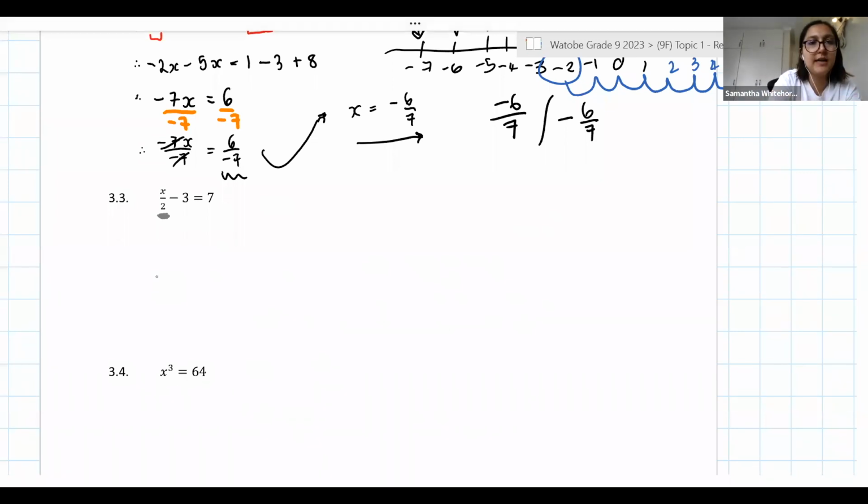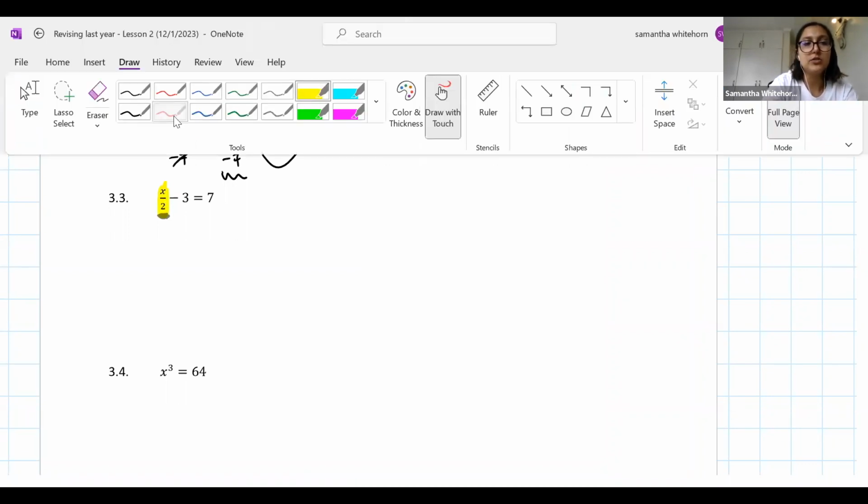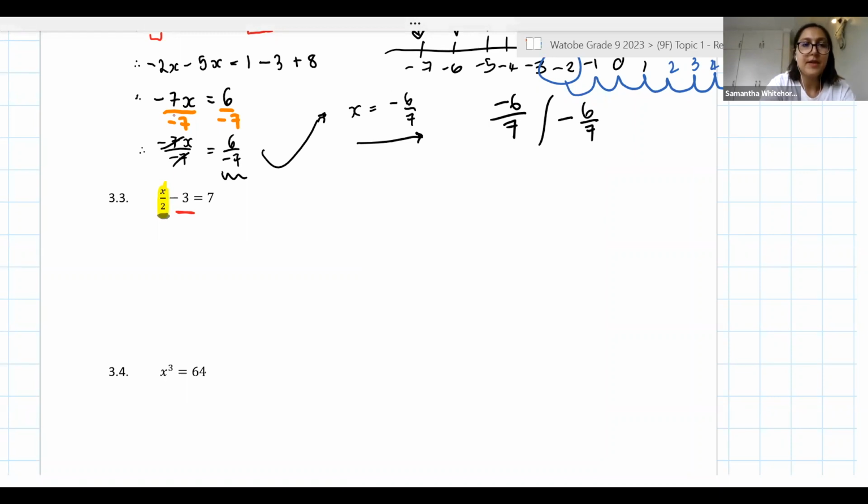But let's have a look and see. So right now, the first thing I want to do is I want to get all the x terms on the left-hand side. Now, as it stands, the only x term that I have is the fraction, and that's already on the left. So I don't actually need to do anything. What I do need to do, though, is I need to get this -3 to the right. And we know that the inverse of that is plus 3. So I'm going to add 3 on both sides in order to get my constants all on the right. So I've got x over 2 is equal to 7 plus 3.